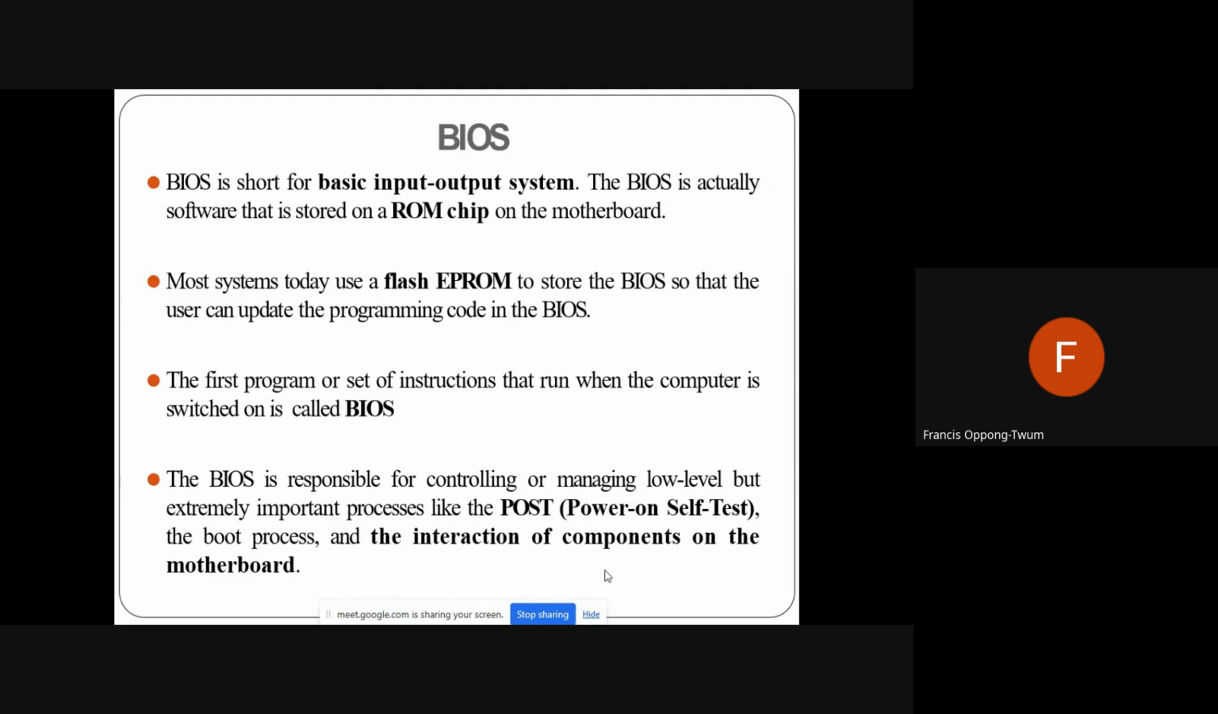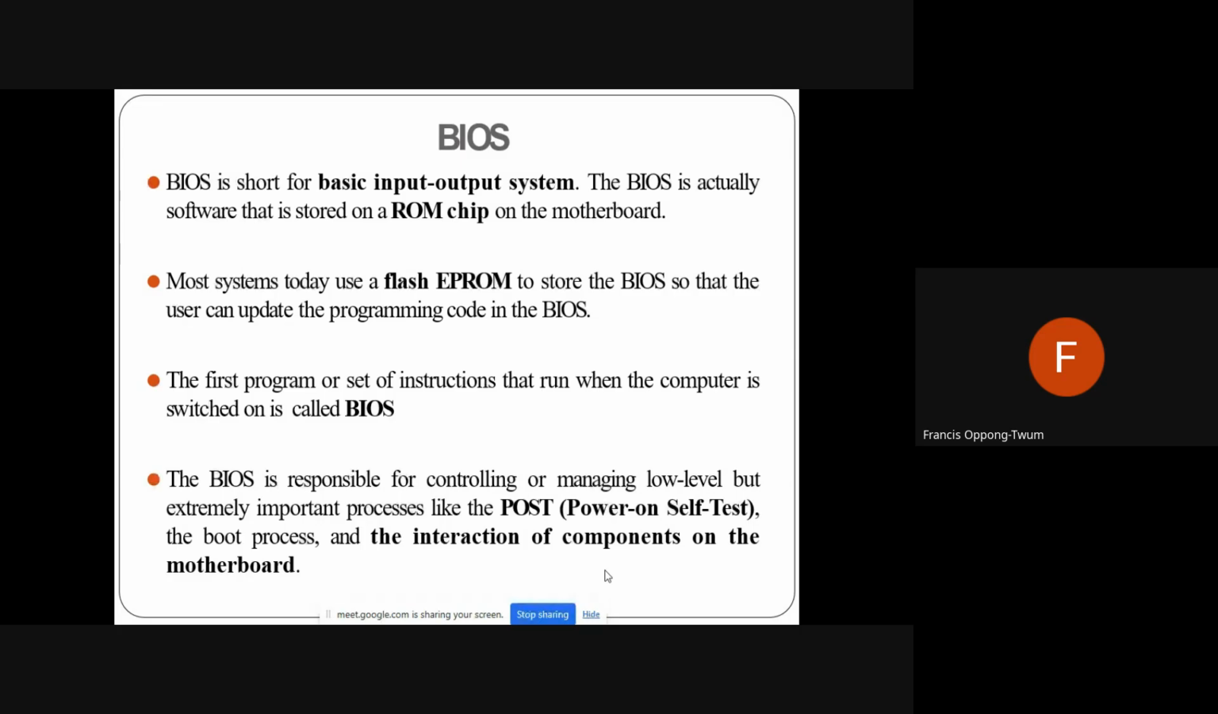I think the POST is the interaction of components on the motherboard. So when the BIOS finishes loading, the POST will take over. The POST will check if the keyboard is connected to the motherboard correctly. If it is not connected, then the computer will show you an error and tell you that there's a problem. So any computer will have to pass the POST stage.